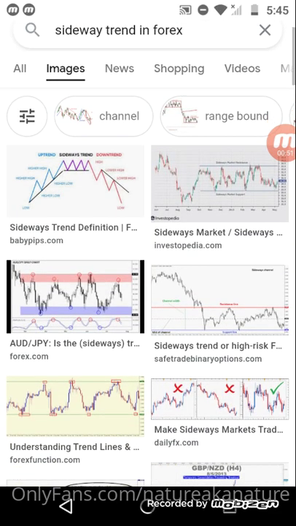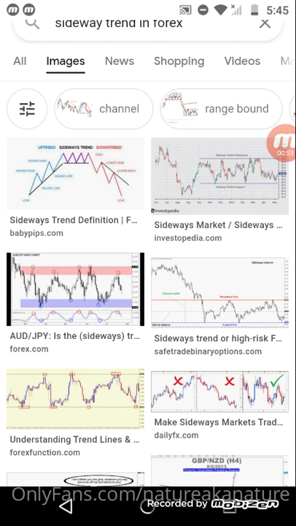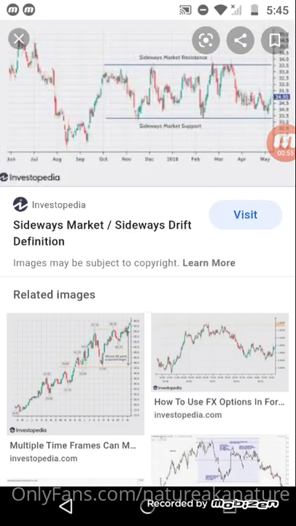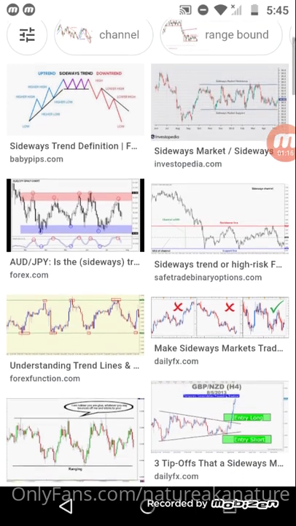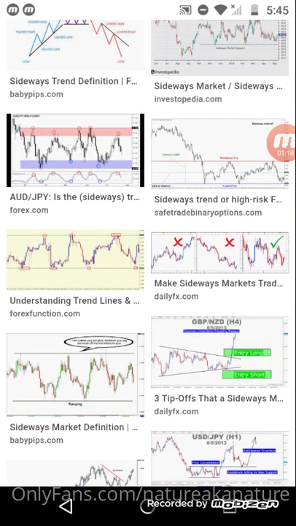So, some more examples of a sideways trend on the market. Sideways trend, it's not an uptrend, it's not a downtrend. We don't trade on sideways trends. We don't trade when the market is going sideways. It's consolidating. You know what I mean? It's not really doing nothing. It's just going sideways, up and down. It's not really moving anywhere. So more examples of a sideways trend.